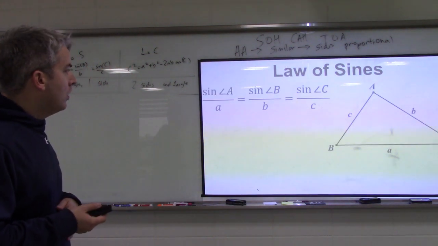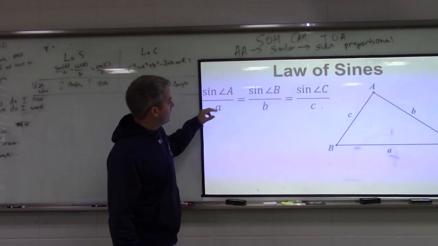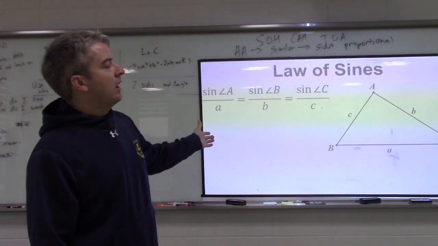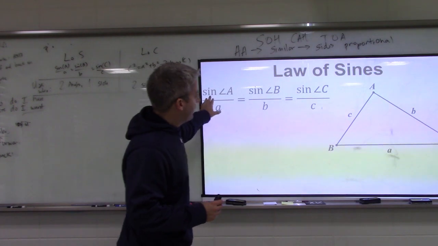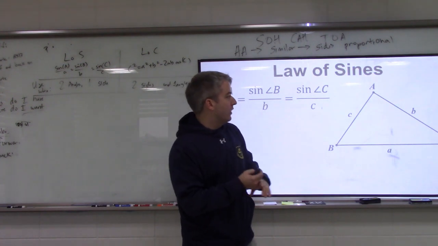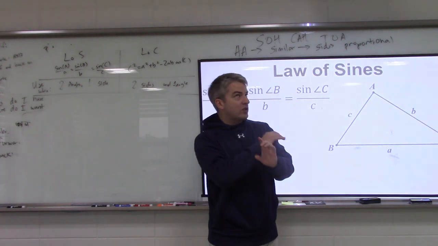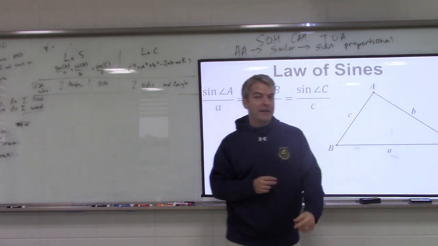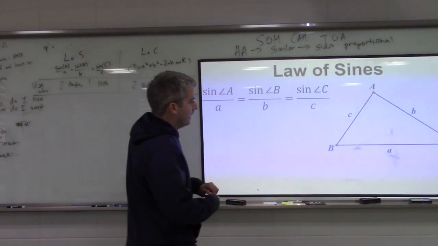Okay, so this is what the law of sines is. Sine of angle A divided by side A is equal to sine of angle B divided by side B, which equals sine of angle C divided by side C. So all those things are going to be equal. If we have any triangle, right triangle or non-right triangle, and we take the sine of an angle and divide it by its opposite side, that's going to be equal to any other sine of an angle divided by its opposite side.